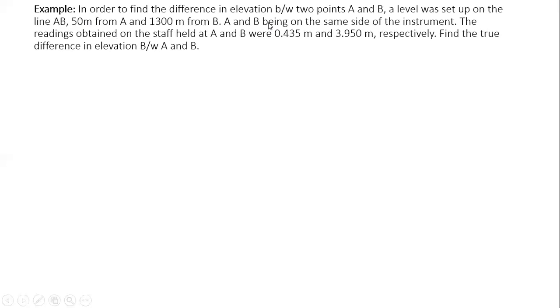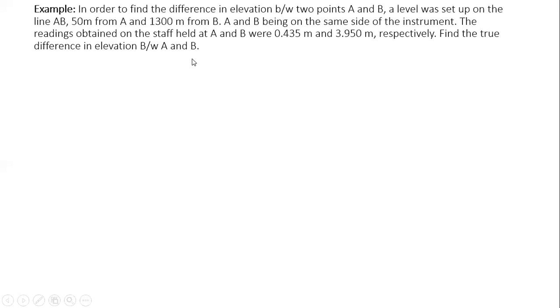Suppose that my instrument is on the left side and point A is 50 meter from the instrument, and point B is 1300 meter from it. So both the points A and B are to the right of the instrument. Now here we see that the readings obtained on the staff held at A and B were 0.435 on point A, and 3.950 on point B. So find the true difference of elevation between A and B.